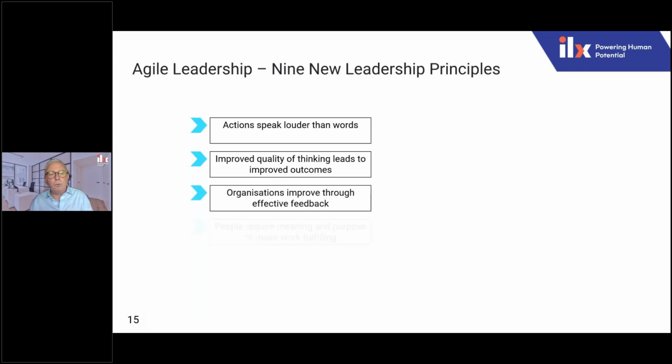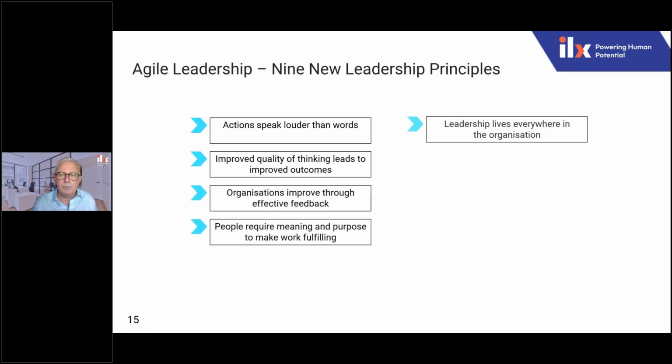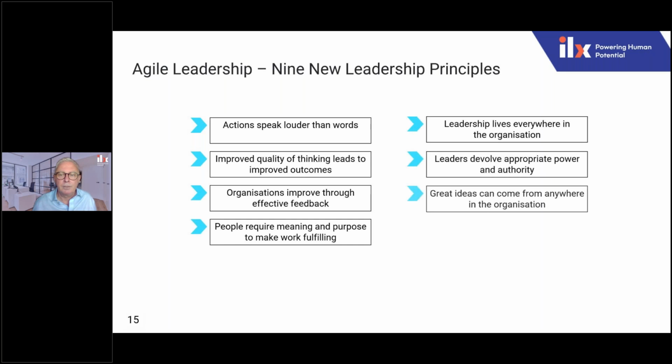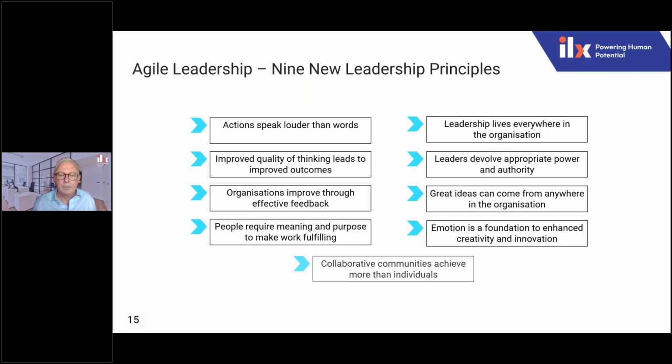I won't read them all out to you. I'll let you have a look at some of these yourself. But there's one there which you can see is the 8th. Emotion is a foundation to enhance creativity and innovation. This is important. Leadership is about getting the best out of people.